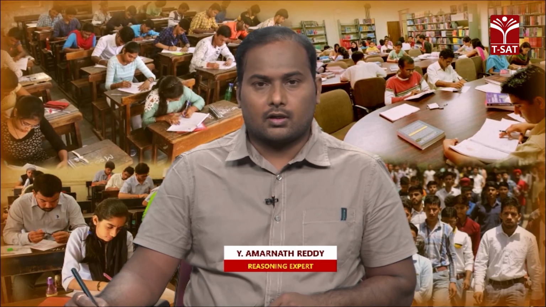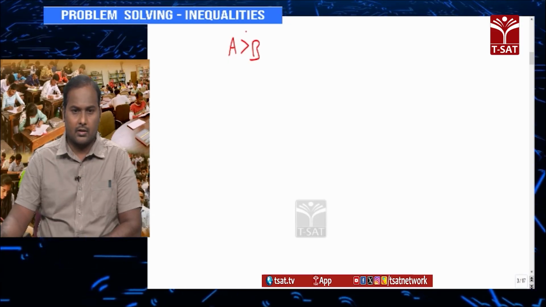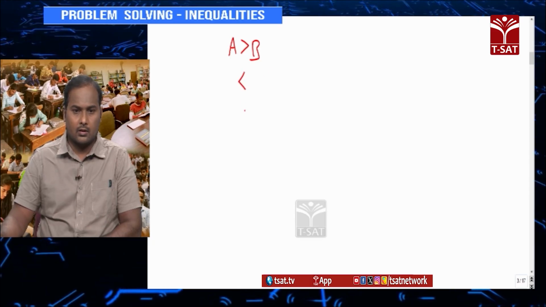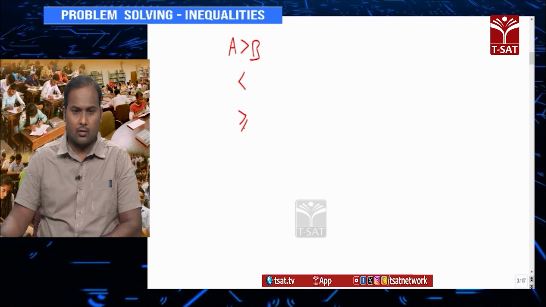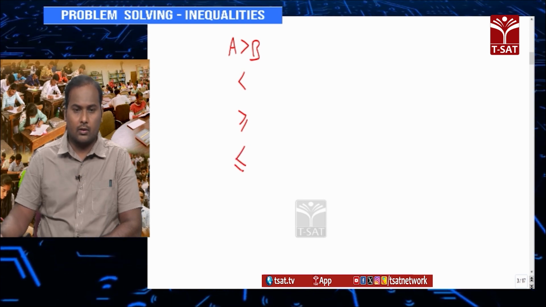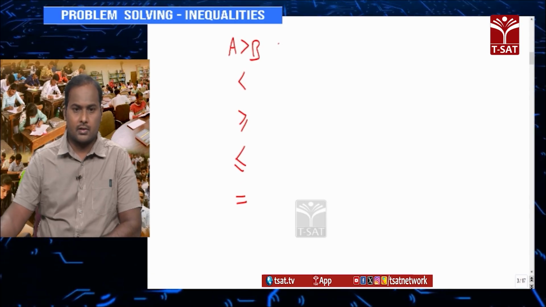In problem solving, inequalities. Generally in inequalities we have different signs. For example, he will give something like A greater than B. So the symbol here is greater than, in the same way less than, in the same way greater than or equal to, in the same way less than or equal to, and equal to. So these are the 5 signs.